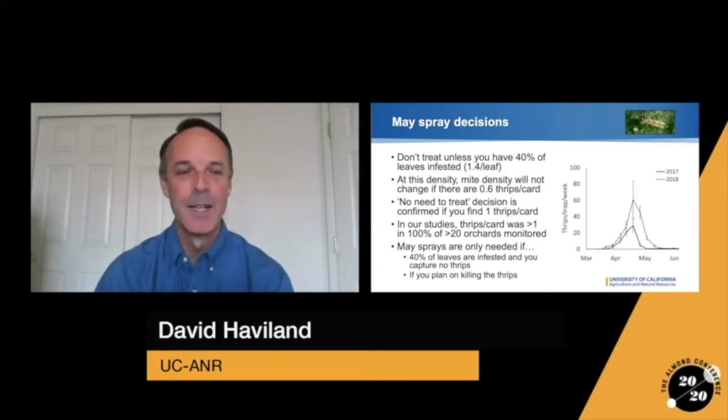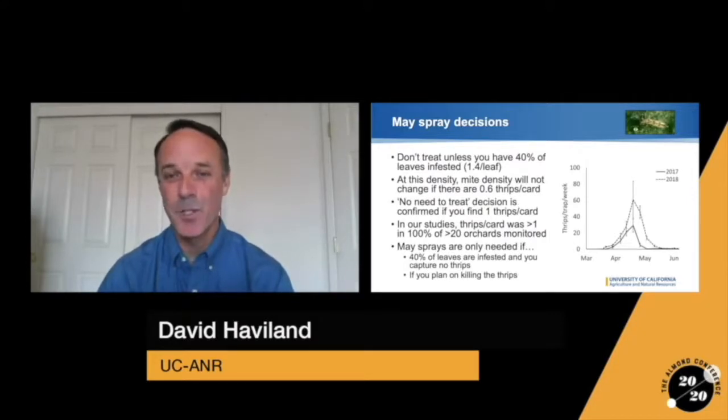And by the way, we've done over 20 orchards over the last 3 or 4 years now monitoring thrips. 100% of those orchards had well over 1 thrips per card. You can see the chart here from 9 sites over the last 2 years in the Southern and Central Valley. And we were getting up to 20 to 60 thrips per card per week during that April and May time, with the averages being well over 1.